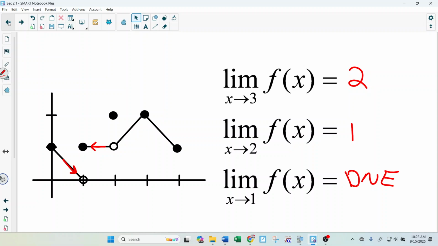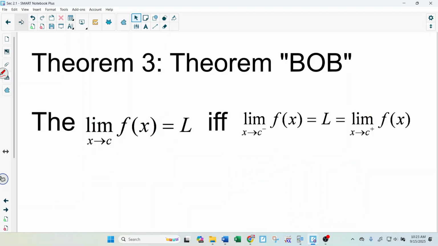So what theorem Bob tells us is our limit only exists if the limit from the right and the limit from the left are the same thing. And hence why I call it theorem Bob. Because if you read Bob from the left or the right, what is it? Same thing. So it's the same either way. And that's what this theorem says. If you have a limit from the right or from the left, they have to be the same for the limit to exist at a point. So if you look at a graph and there is not a limit from the right and from the left, then it doesn't exist. Okay. All right.